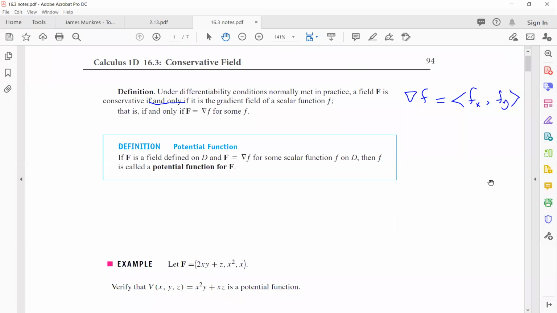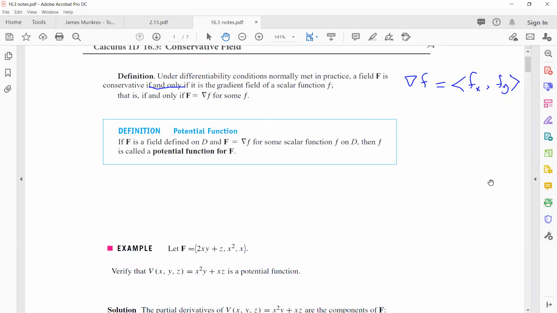Let us go over one example to see what's going on here. Suppose you have a vector function F defined with 3 components. The first component is 2xy plus z. The second component is x squared. And the last component is x. This example says verify that v of x, y, and z, which is defined as x squared y plus xz, is actually a potential function for this vector function.